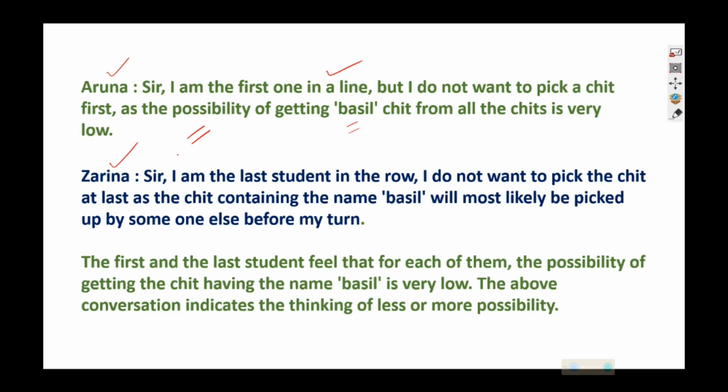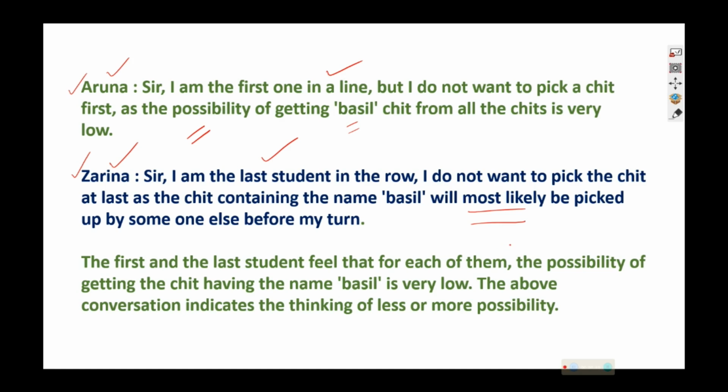Then Zarina said, Aruna's name will be first because her name starts with A. Zarina's name will be last, her name starts with Z. She said, sir, I am the last student in the row. I do not want to pick the chit at last. The last chit will go to Zarina, and she said, I don't want to take last. Why? The chit containing the name basil will most likely be picked up by someone else before my turn. Someone would surely have taken it by then.